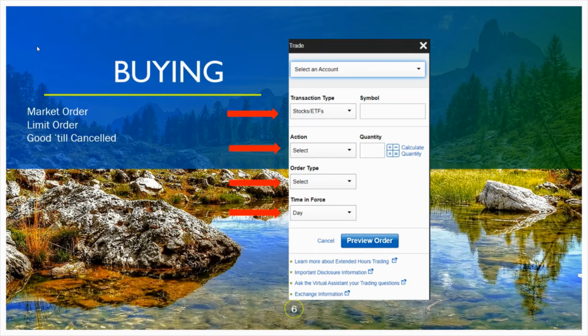Then you go ahead and look at the action. So are you buying? Are you selling? What's the quantity? Now here are the two things that I wanted to point out. You've got market order, limit order, or good till canceled. So place the order at the market. Market orders are transactions meant to execute as quickly as possible at the current market price. Place the order at limit orders. Set the maximum or minimum price at which you are willing to buy or sell.